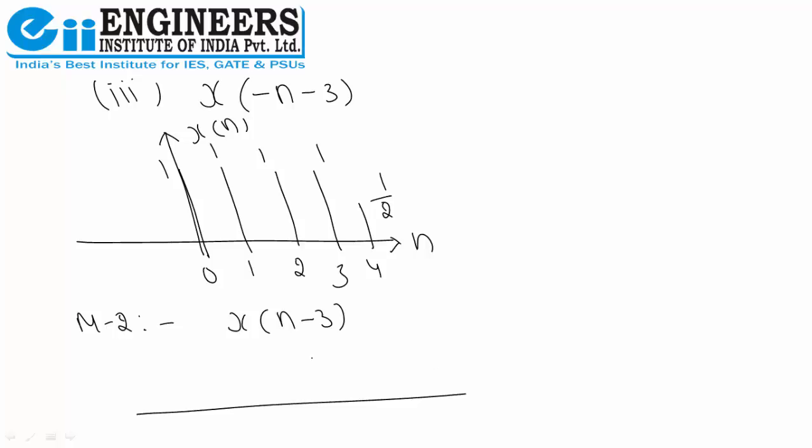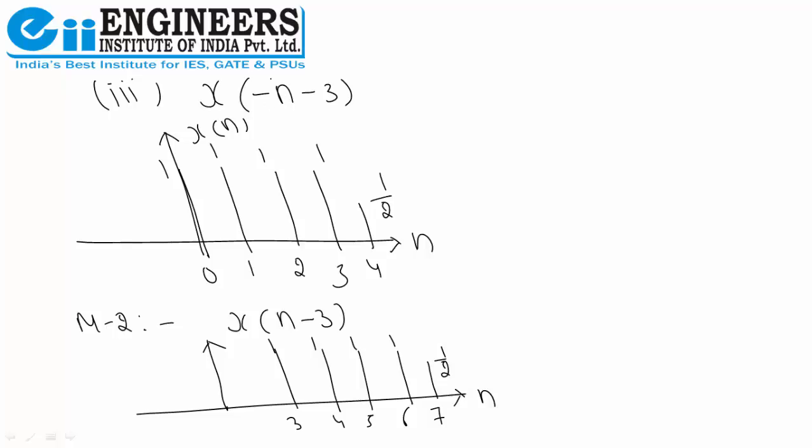So where will it be shifted? It will be shifted towards the right hand side because there is a minus sign. How much do we need to shift? By 3. So 0 will start from 3. So 3, 4, 5, 6 and 7, with values 1, 1, 1, 1 and 1 by 2. Now we have performed x[n-3]. Now we need to apply the minus because we have forgotten the minus.